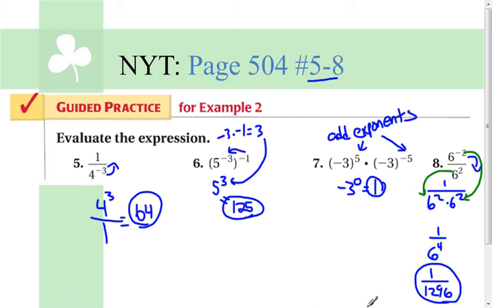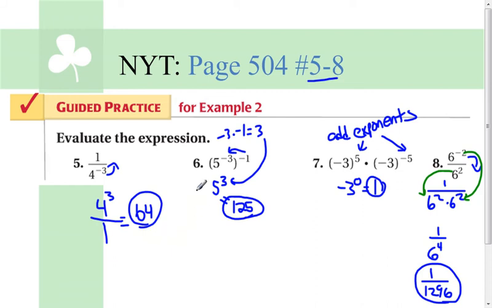All right. So I finished up 5 through 8. Hopefully you have as well. So in number 5, we had something to a negative exponent, so we passed it over the magic fraction bar, put it to the numerator, and we got 4 to the third power, which then I just actually did my math, I evaluated, and I got 64 over 1, which is just 64.